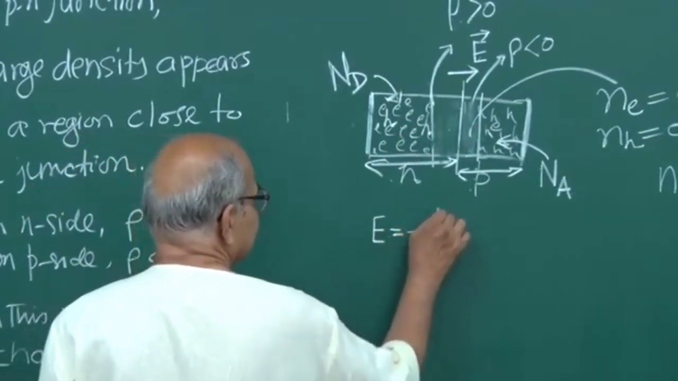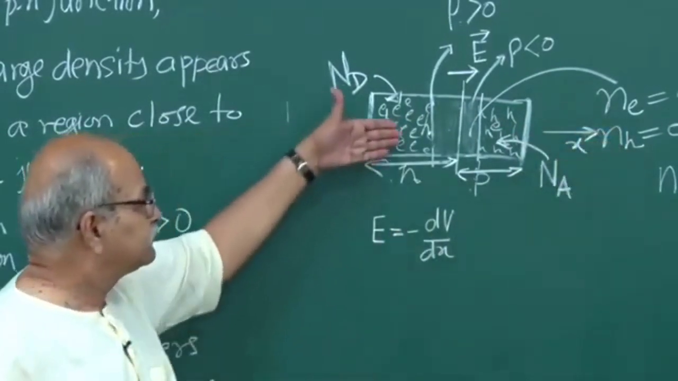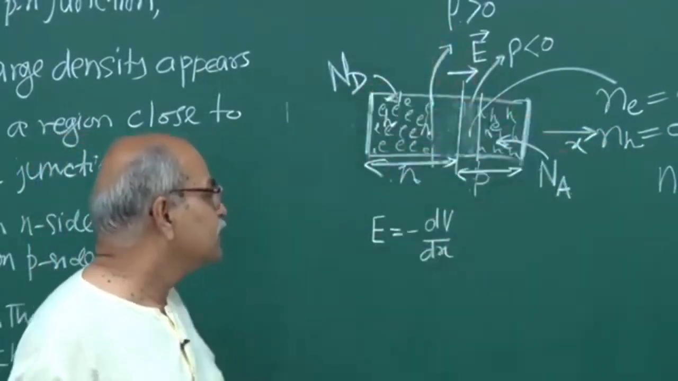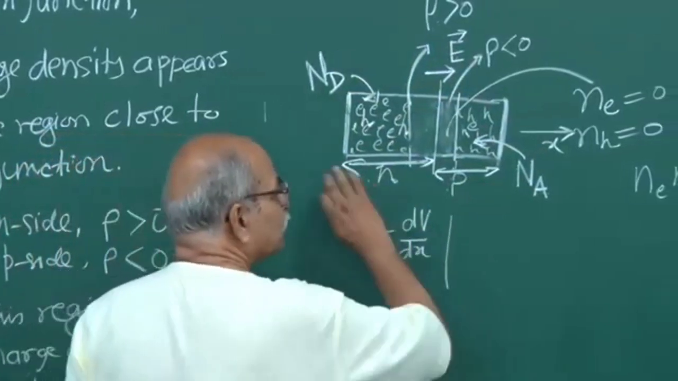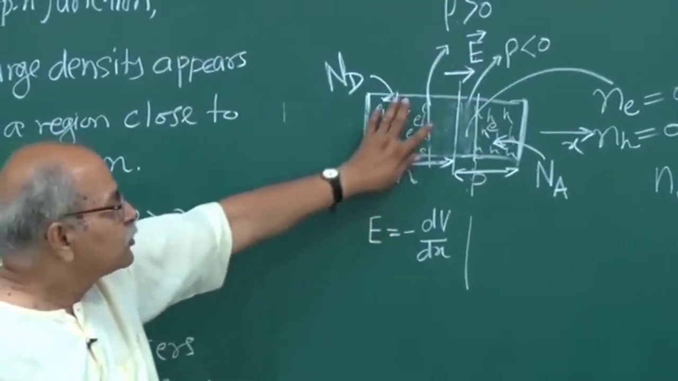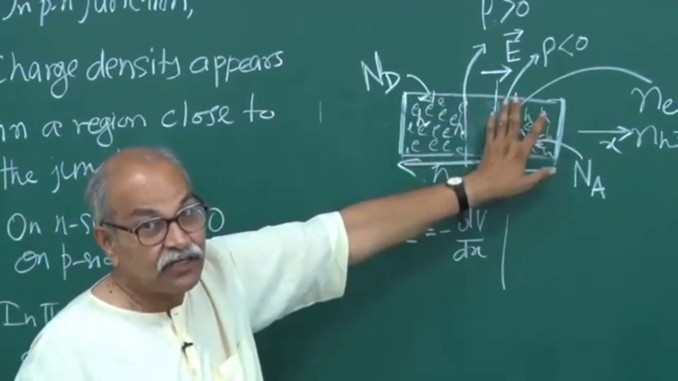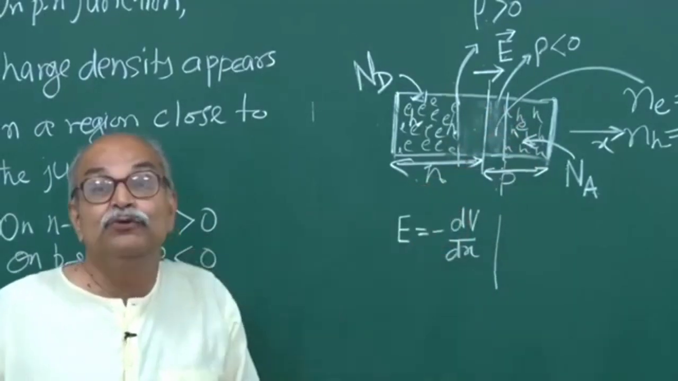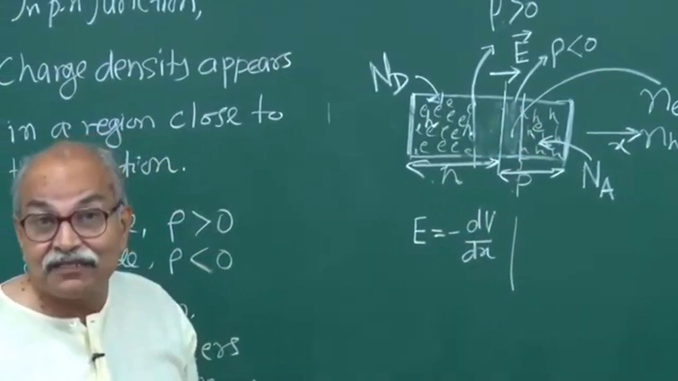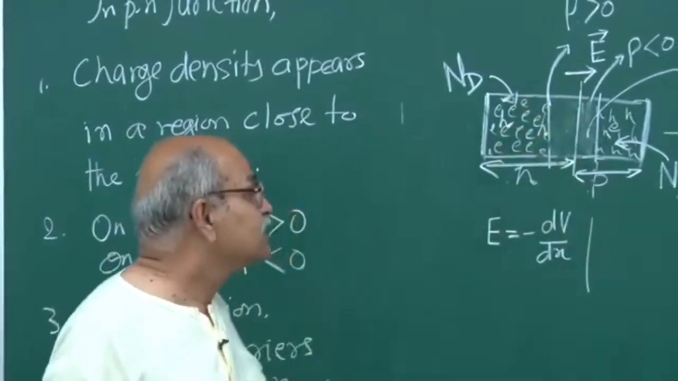E is minus dV/dx. If I call this the x direction, then if the electric field is in the x direction, E = -dV/dx. So the potential decreases. That means this n side should be at a higher potential than the p side. We are not connecting any batteries. We have just put neutral impurities in a neutral semiconductor wafer. But we see that some electric field appears in this depletion region.